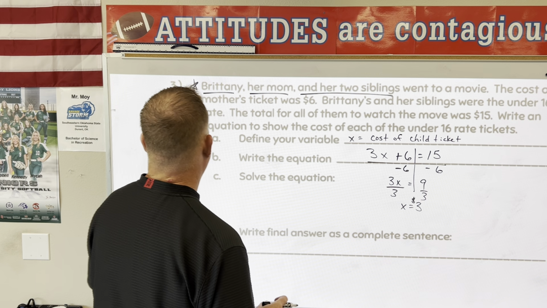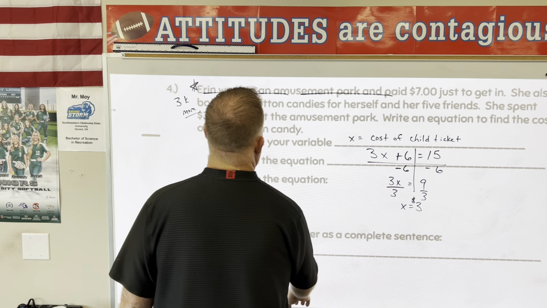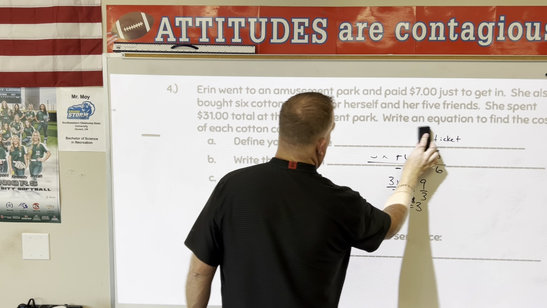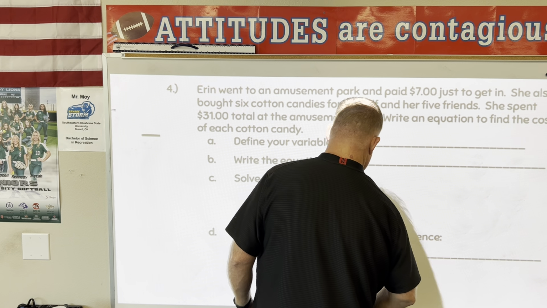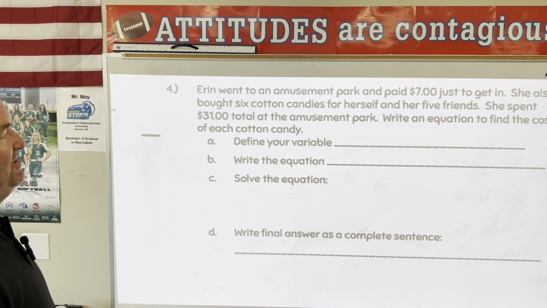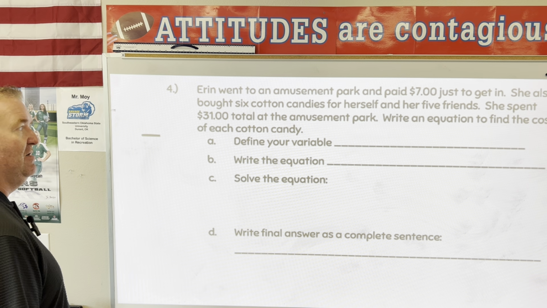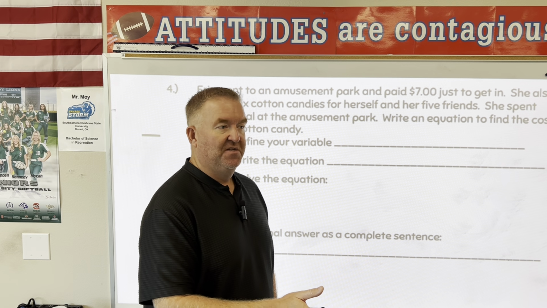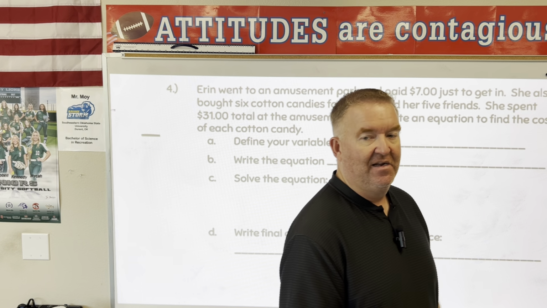Number 4. Aaron went to an amusement park and paid $7 to get in. That's pretty good. I don't know what amusement park that is. She paid $7 to get in. She also bought 6 cotton candies for herself and her 5 friends. Hold on. She bought it for herself and 5 friends. So how many cotton candies did she buy?